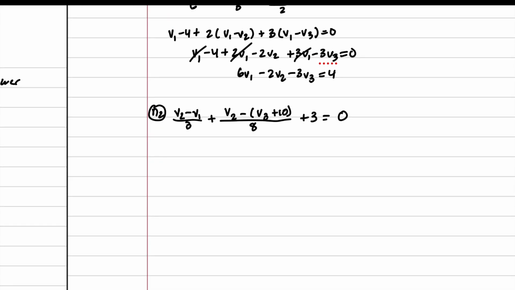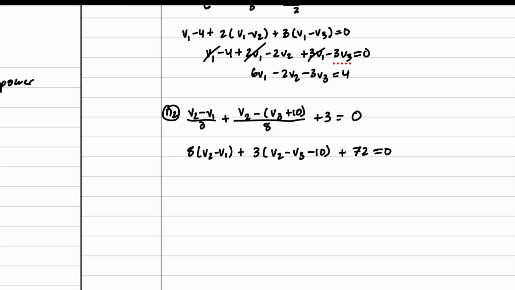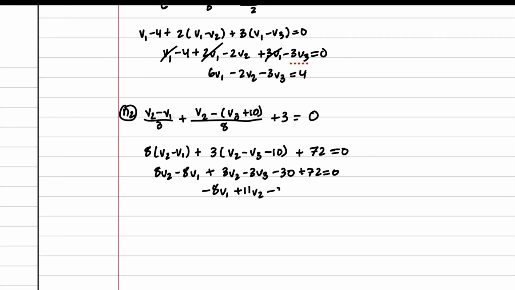Once again, we're going to simplify this. I'm going to multiply by 24. And we are left with negative 8V1 plus 11V2 minus 3V3 equals negative 42.